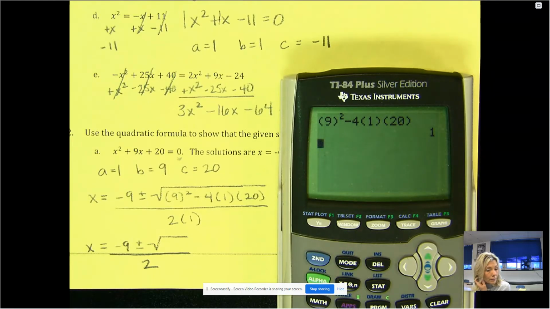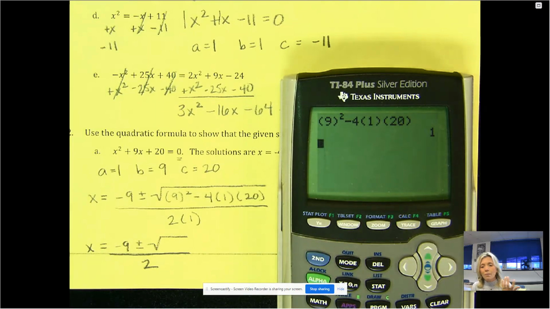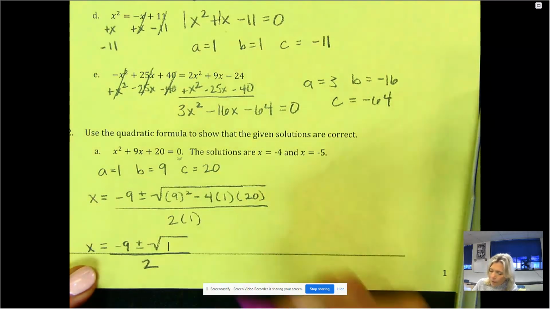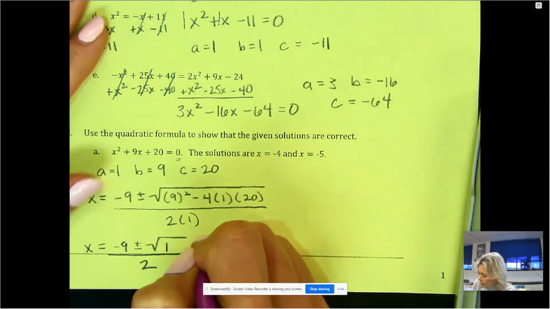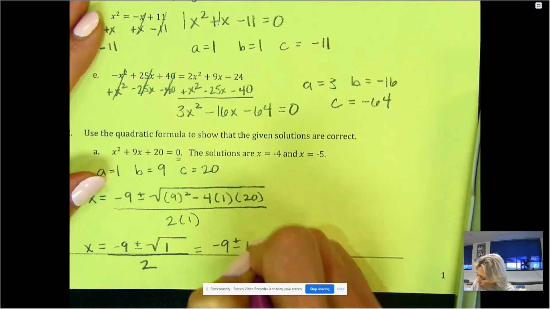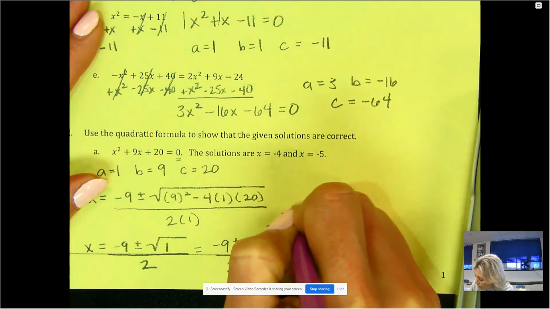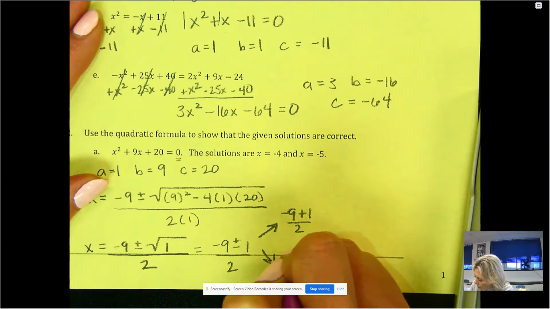And it equals 1. That makes sense because 9 squared is 81, and 4 times 1 times 20 is 80. So when you subtract, you just get 1. Since 1 is a perfect square, the square root of 1 is 1. I would go ahead and finish this. So this is equal to negative 9 plus or minus 1 divided by 2: negative 9 plus 1 divided by 2, or negative 9 minus 1 divided by 2.